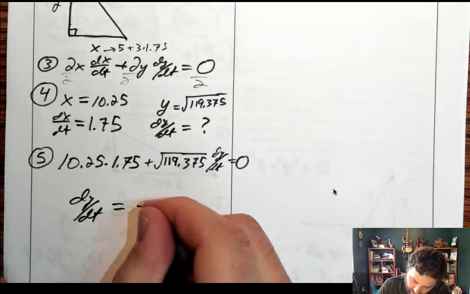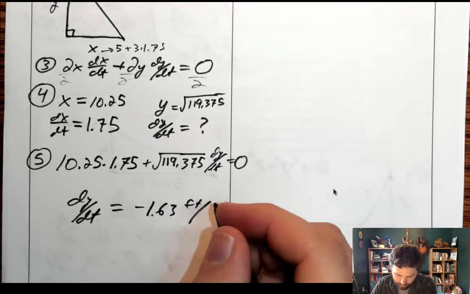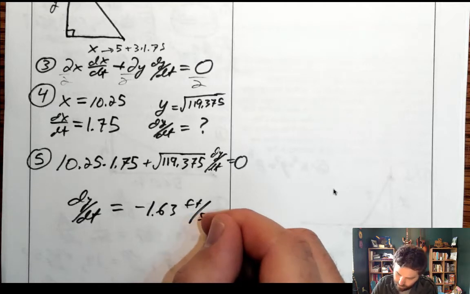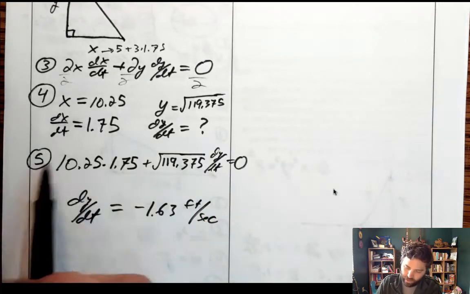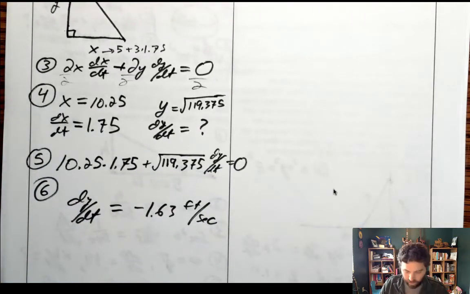Solve that for dy/dt, and you end up with dy/dt equal to negative 1.63 feet per second. Okay, and so that was actually step 6, right? So that's how you do that one.